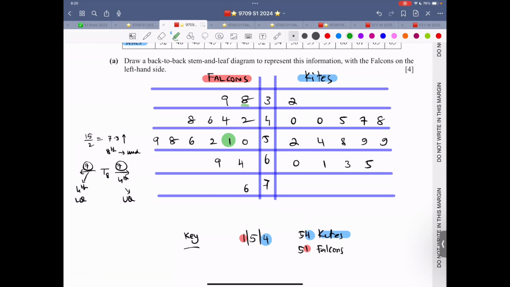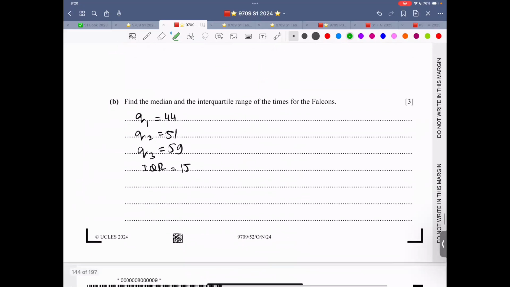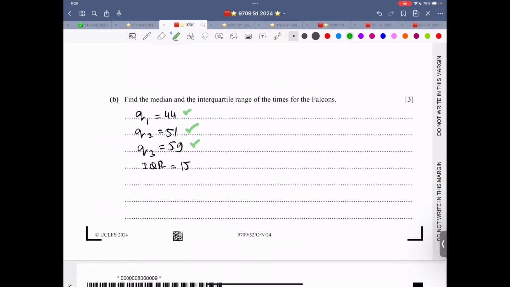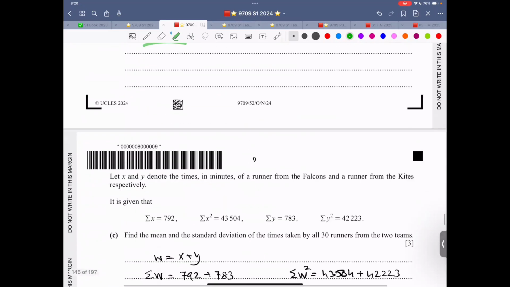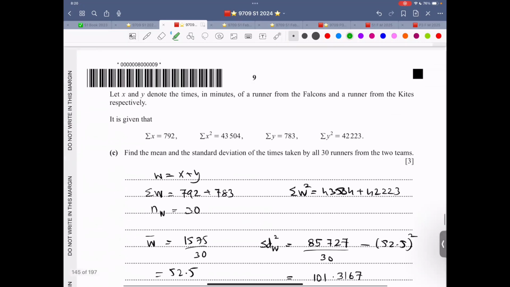So now this is 1, 2, 3, and this 4. That is the lower quartile. And therefore 1, 2, 3, and this 4, 5|9, 59. That is the upper quartile. So therefore, it's all over here, 51 and then 44 and then 55. Interquartile range is the difference between the two. Basic thing. Now, this thing, that is about mean and standard deviation.